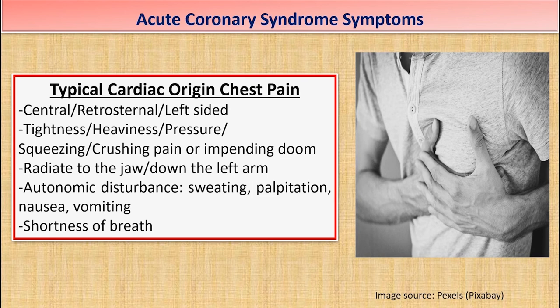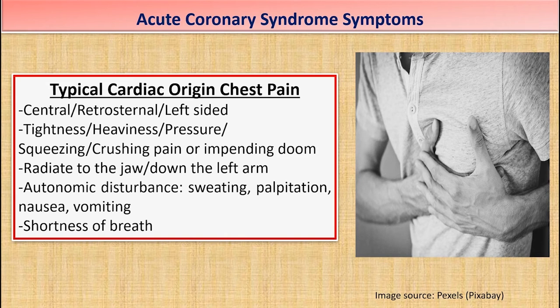Just like any other condition, the management starts by taking a good history. So what do ACS patients commonly present with? They will normally present with central chest pain, or sometimes the chest pain can be retrosternal or left-sided. They will describe the chest pain as tightness, heaviness, pressure, squeezing, crushing pain, or sometimes as an impending doom. The chest pain will commonly radiate to the jaw or down the left arm. We should also elicit symptoms of autonomic disturbance, because not uncommonly they will have sweating, palpitation, nausea, and vomiting.